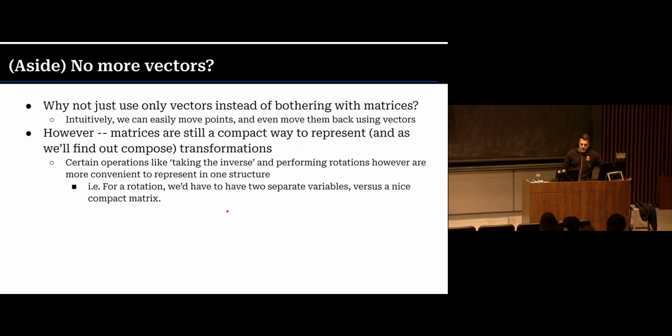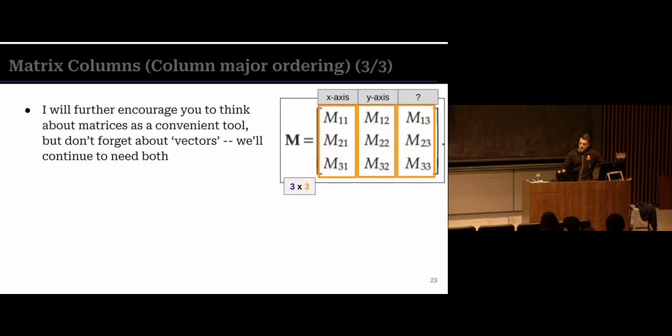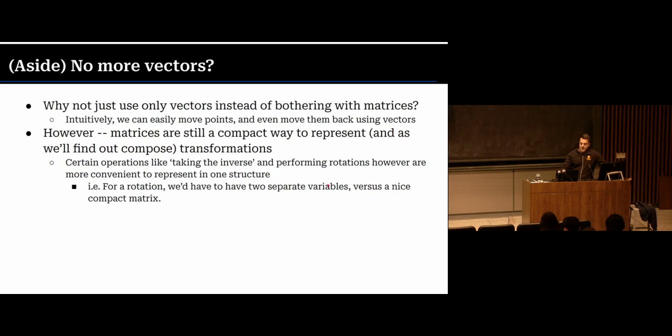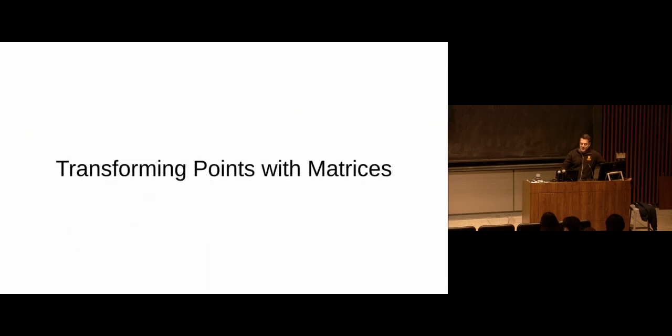And again, a little aside on no more vectors. We're still using vectors. As I mentioned, within our matrix, each of these column vectors is still important. So I'm not throwing away anything that we learned before. So don't worry about that.